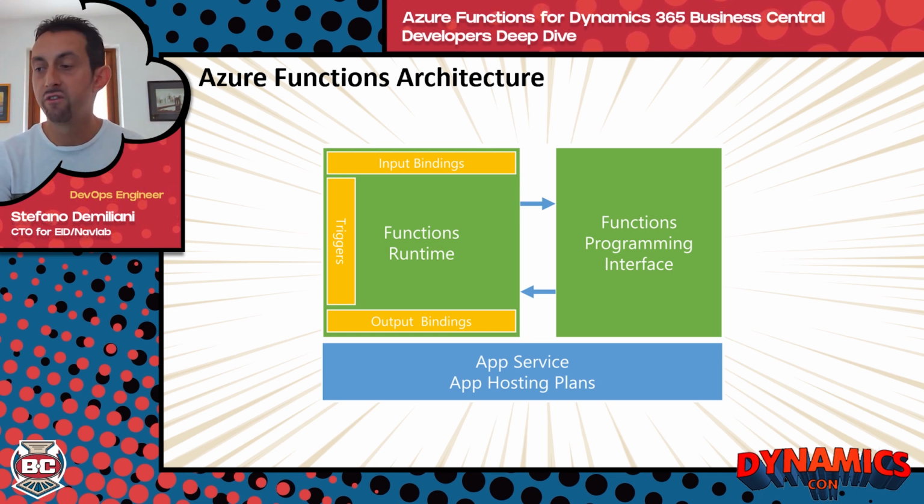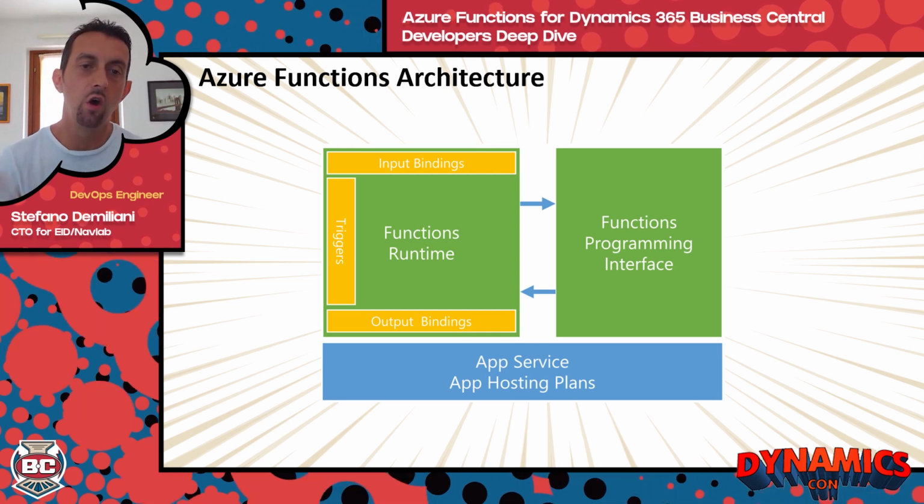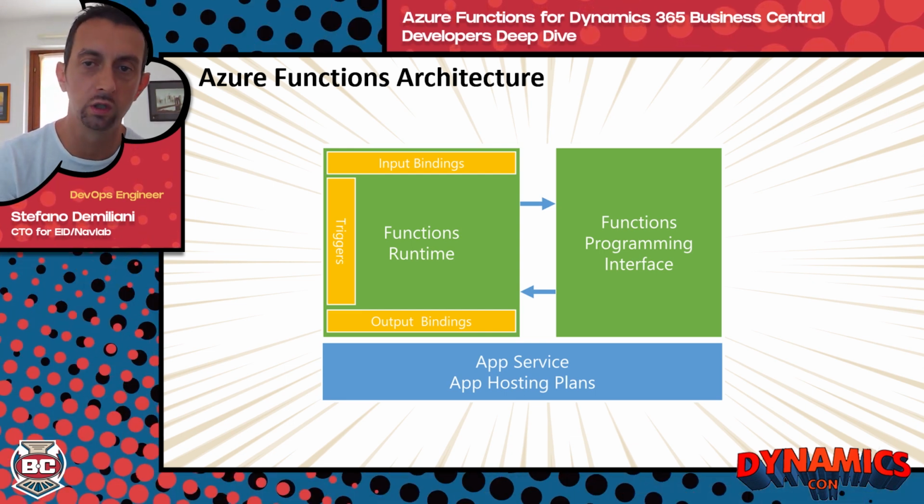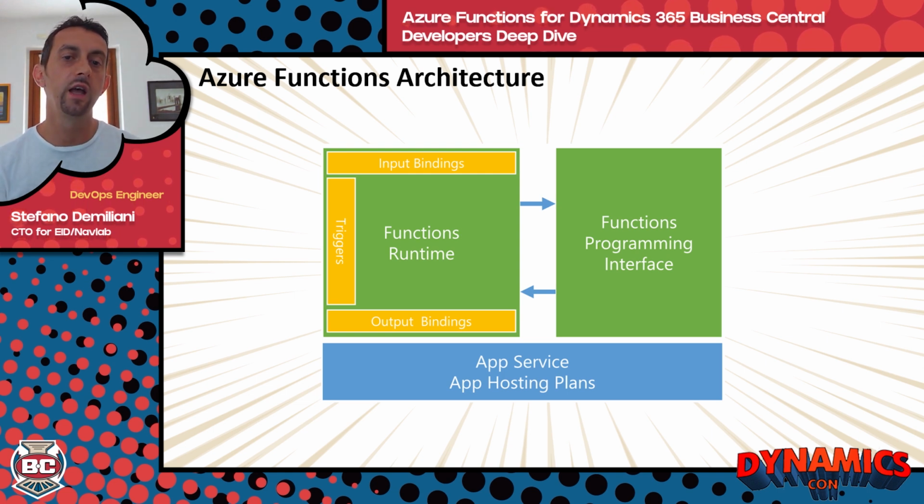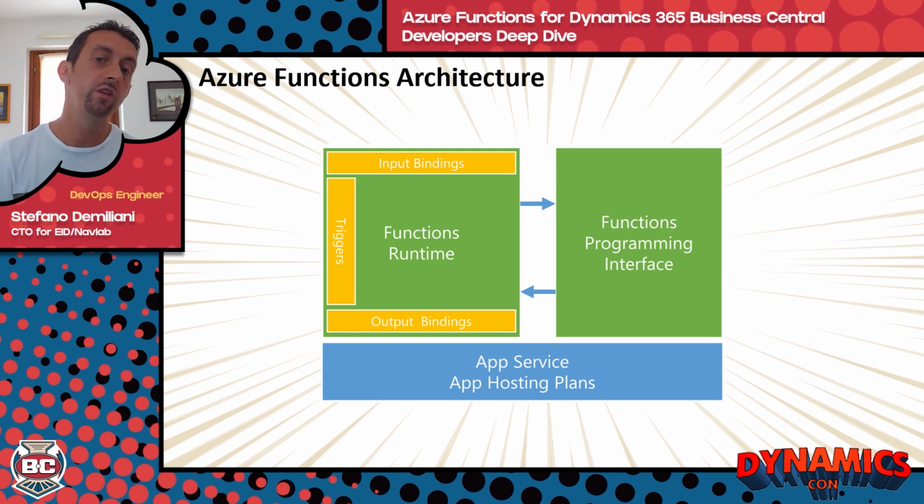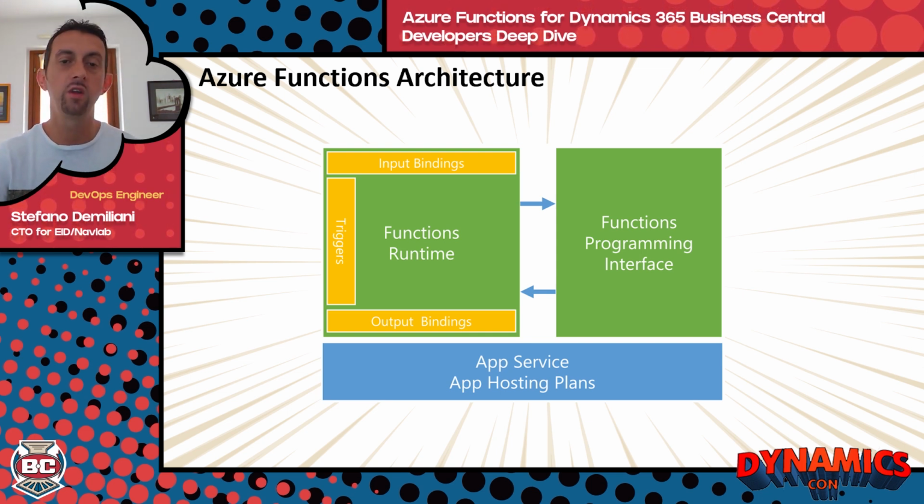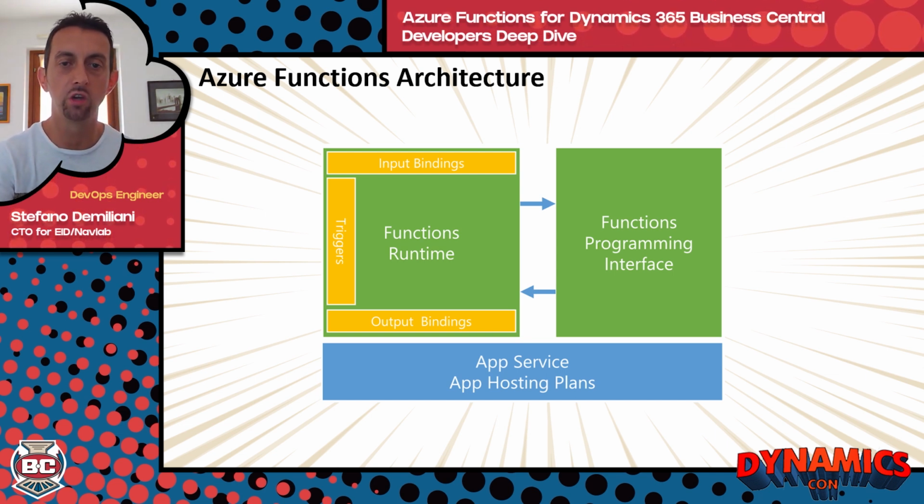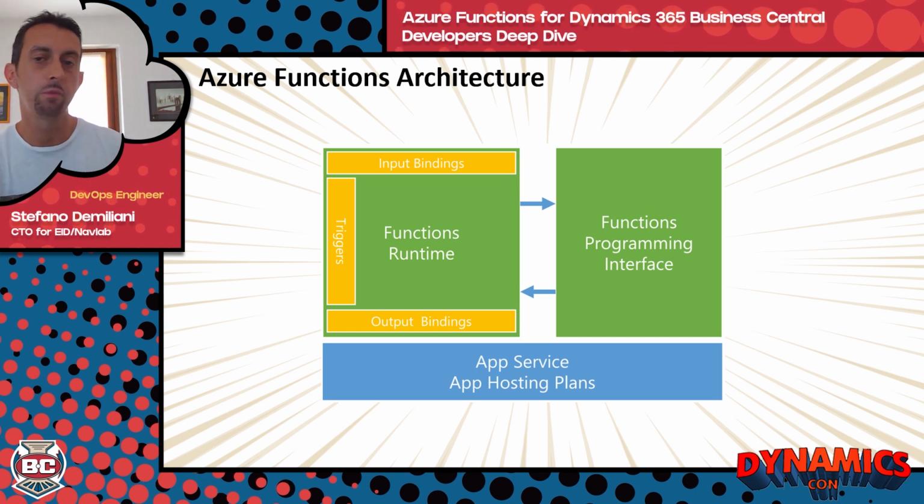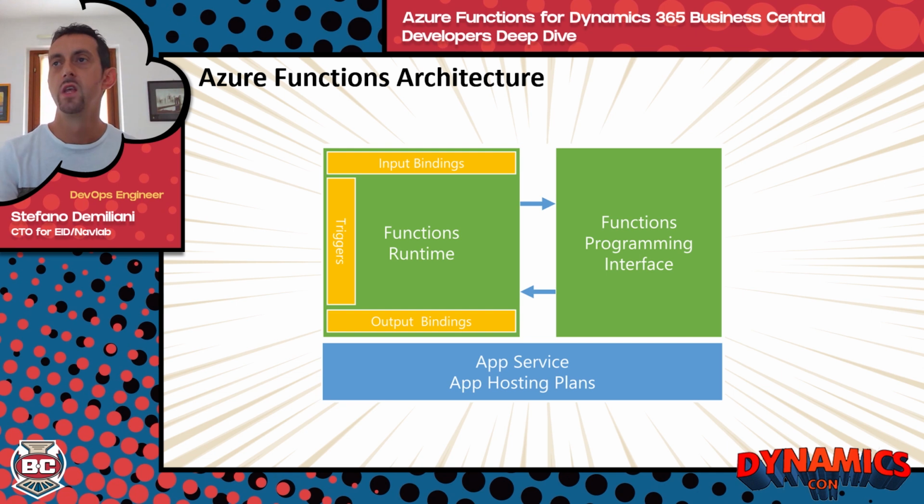Then, the function runtime. The function runtime is the engine of your Azure Functions, what executes your code deployed in the cloud. And after the function runtime, there's the function programming interface. This means that your Azure Function exposes endpoints that you can call from external applications, endpoints that are secured and managed by Azure and scaled by the Azure App Service. So this is the big overview of the Azure Function architecture under the hood.